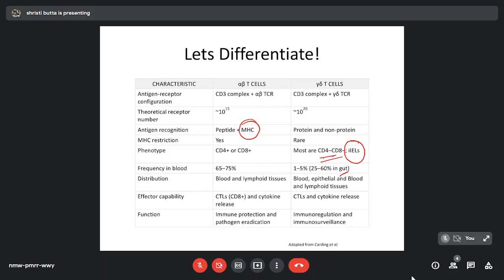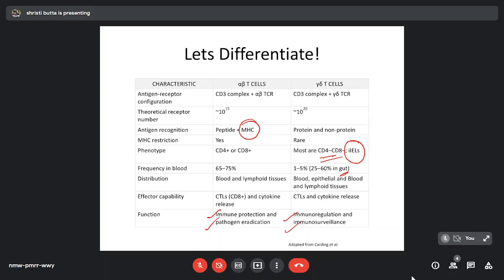It is further important to note that the alpha beta T cells are the ones which release cytokines as well as behave as cytotoxic T cells. They are involved in immune protection and pathogen eradication. On the other hand, we have gamma delta T cells which are involved predominantly in immunoregulation and immune surveillance. Right? So it is very important to note that the alpha beta T cells are involved in immune response. On the other hand, the gamma delta T cells are particularly involved in the immune regulation.